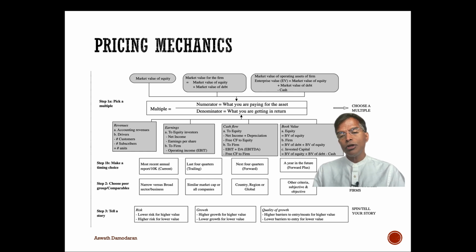All three are measures of what the market price of a company is. What can you scale it to? You can scale it to revenues. Why would you use revenues? Because you're desperate. Everything else is negative. You can scale it to earnings. Earnings can be to equity investors, net income. It can be to all investors, operating income. It can be to cash flow. To equity, that's net income plus depreciation. But if you're looking at the entire firm, it can be operating income plus depreciation, EBITDA.